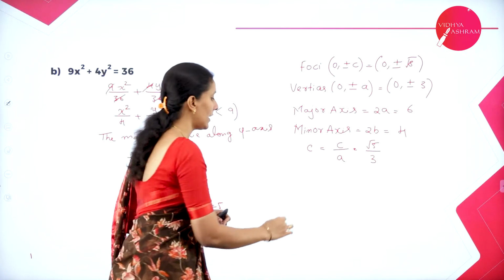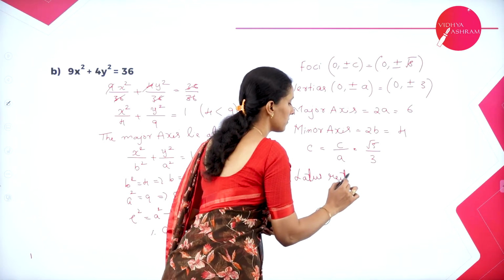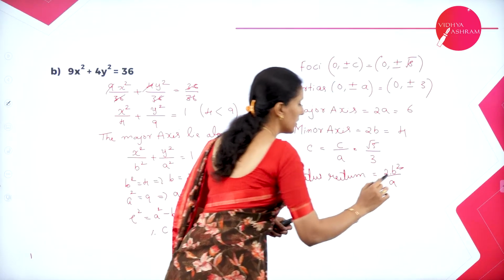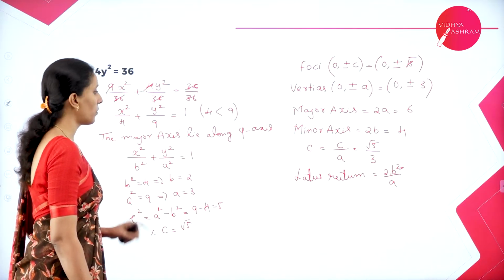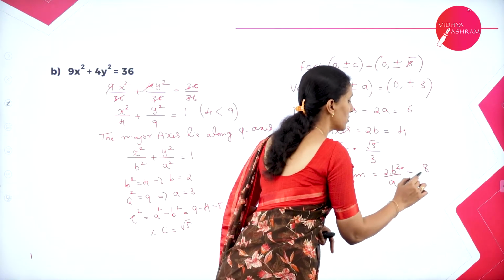Next, we need latus rectum. Latus rectum is 2 into b square by a. So, we have the value of b square as 4. So, 2 4s are 8 divided by 3. So, 8 by 3.